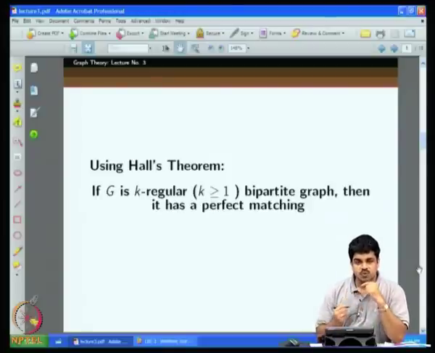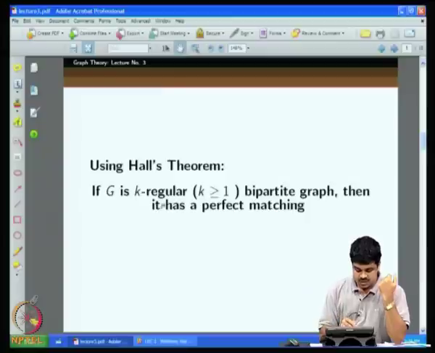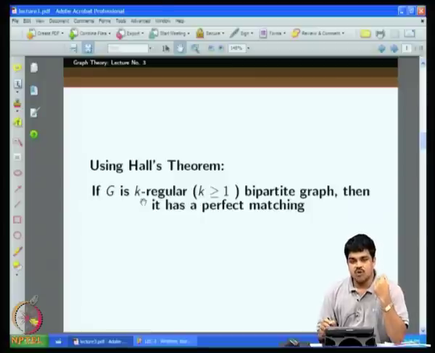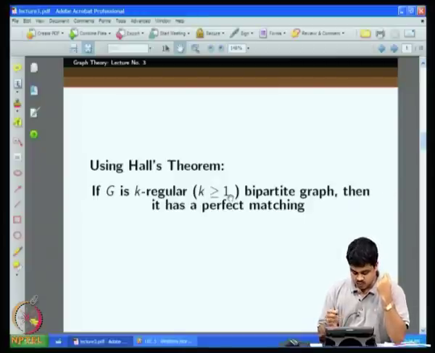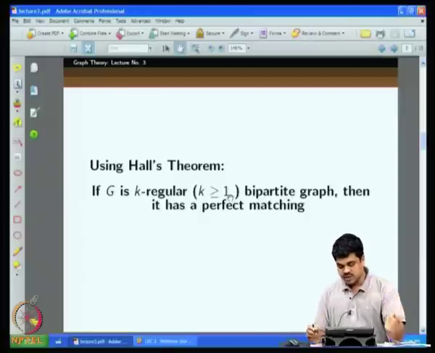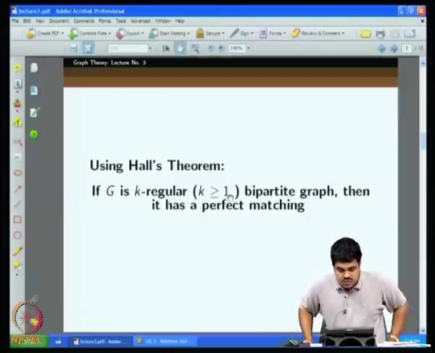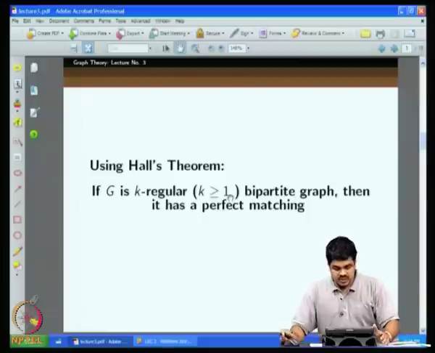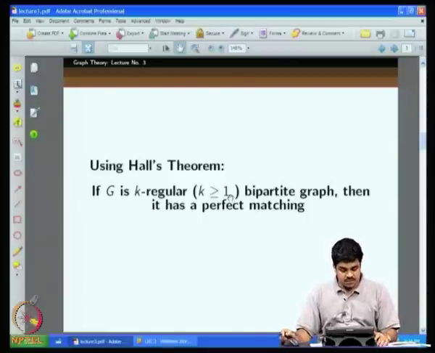I can remind you what k regular means. K regular means all the vertices of this bipartite graph have degree k. Degree means the number of edges incident with each vertex is k. So, I assume k is greater than or equal to 1, otherwise Hall's condition will not be satisfied, because there will not be any neighbors.